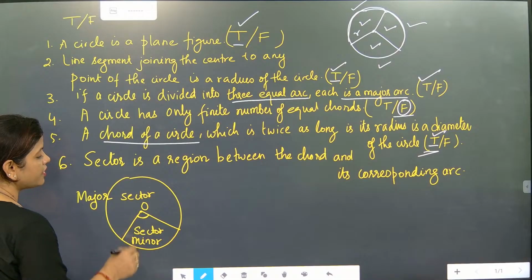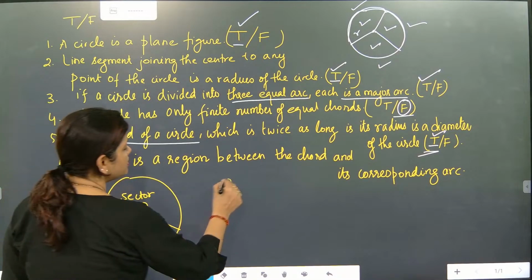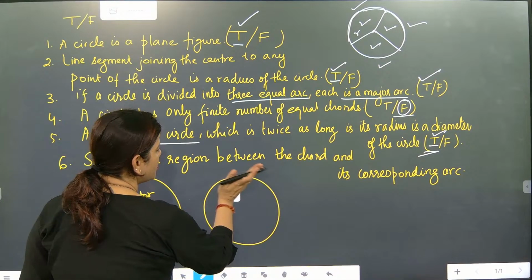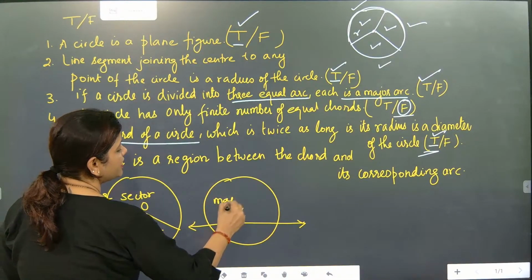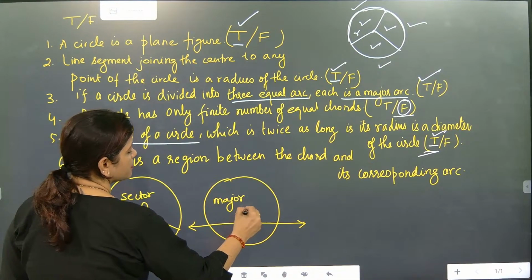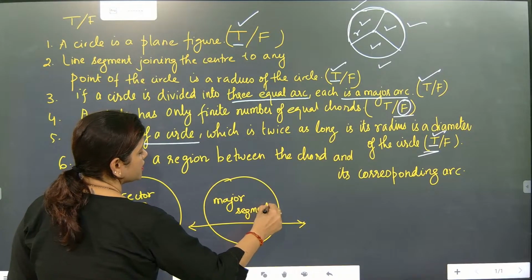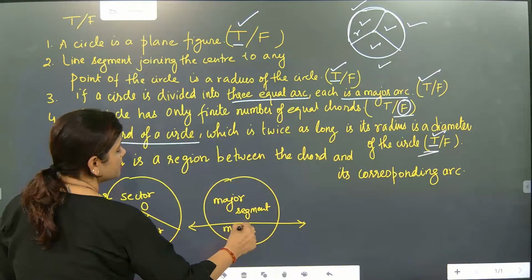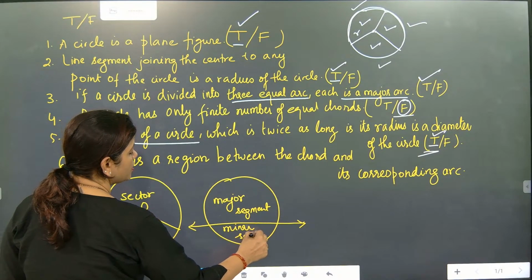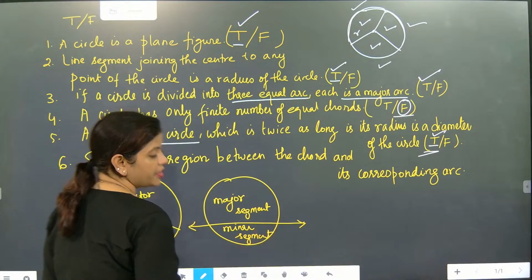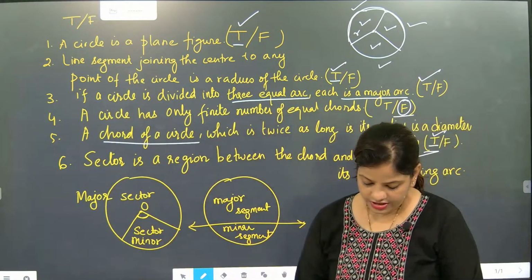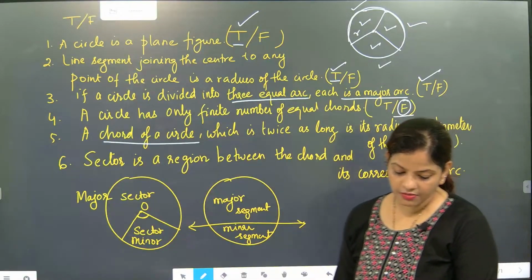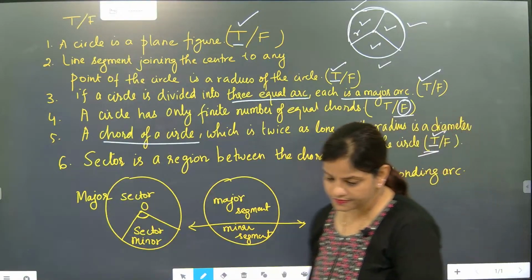Understood? So sector is there. But when somebody talks to you about segment, this is exactly called the major segment and this part is called the minor segment. Quickly note down. So this is exactly about major segment and minor segment, major sector and minor sector. Note down.